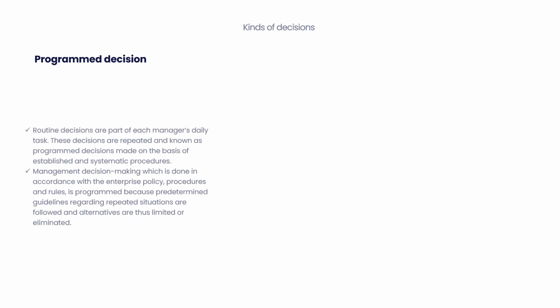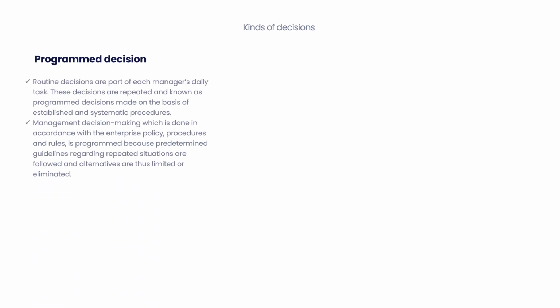Kinds of decisions. Programmed decision. So a decision can be programmed. We are going to see it. Routine decisions are part of each manager's daily task. These decisions are repeated and known as programmed decisions, made on the basis of established and systematic procedures.